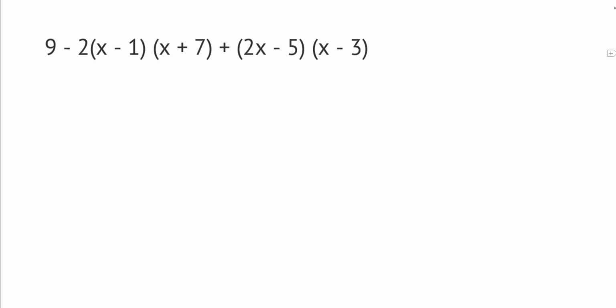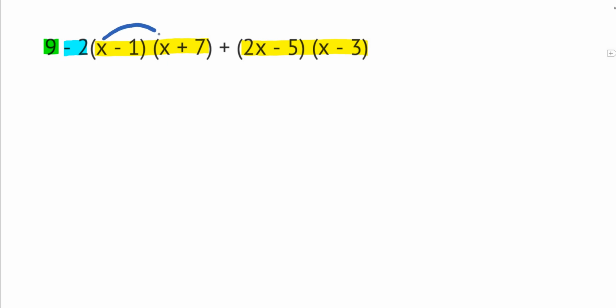Let's take a look at the next question here. And for the next question, there's quite a bit going on here. There's a 9 to lead off the question. There's also a negative 2 there. And it might be a good idea to maybe FOIL out the brackets first, collect like terms, and then deal with that 9 and that negative 2 at the very, very end.